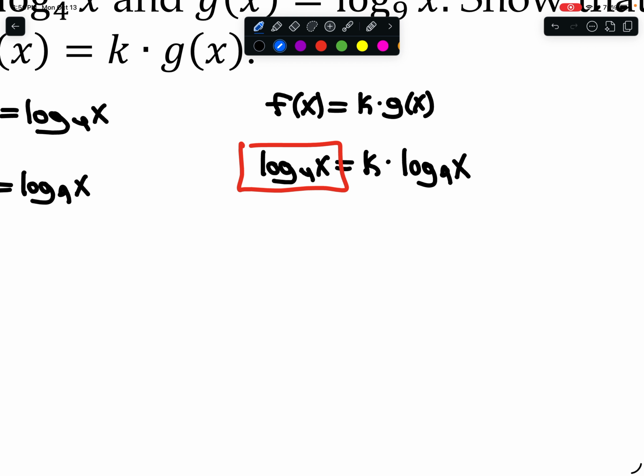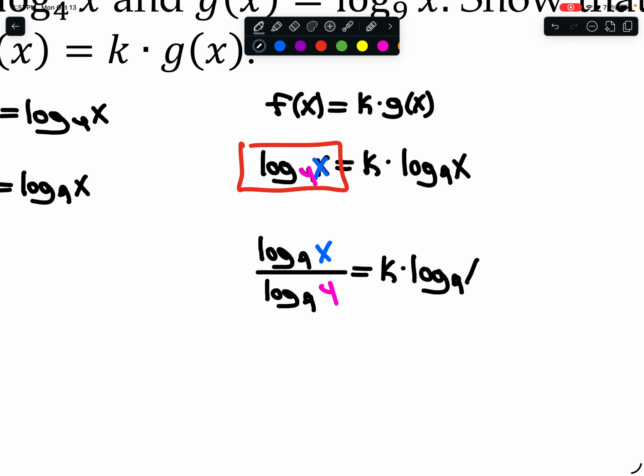So I'm going to do log base 9 over log base 9. So I'm going to take the argument, and that's going to be the argument in the numerator, and then I want the old base to be the argument in the denominator. And then that's going to be equal to k times log base 9 of x.